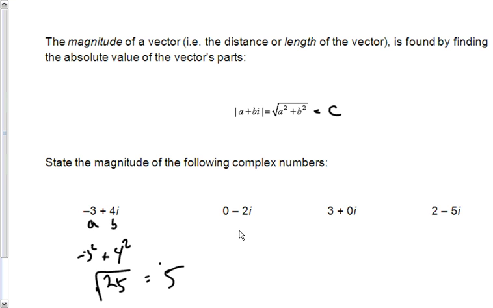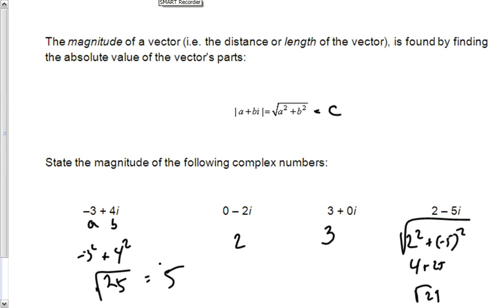Over here, we can do the same thing. This is just 2 units, and this is 3 units at a time. And here, it's 2 squared plus -5 squared. You're going to always get positive numbers here. So that's 4 plus 25, which is the square root of 29. So you can see that's the biggest vector. So you can see we can do a lot with these things in other math fields.